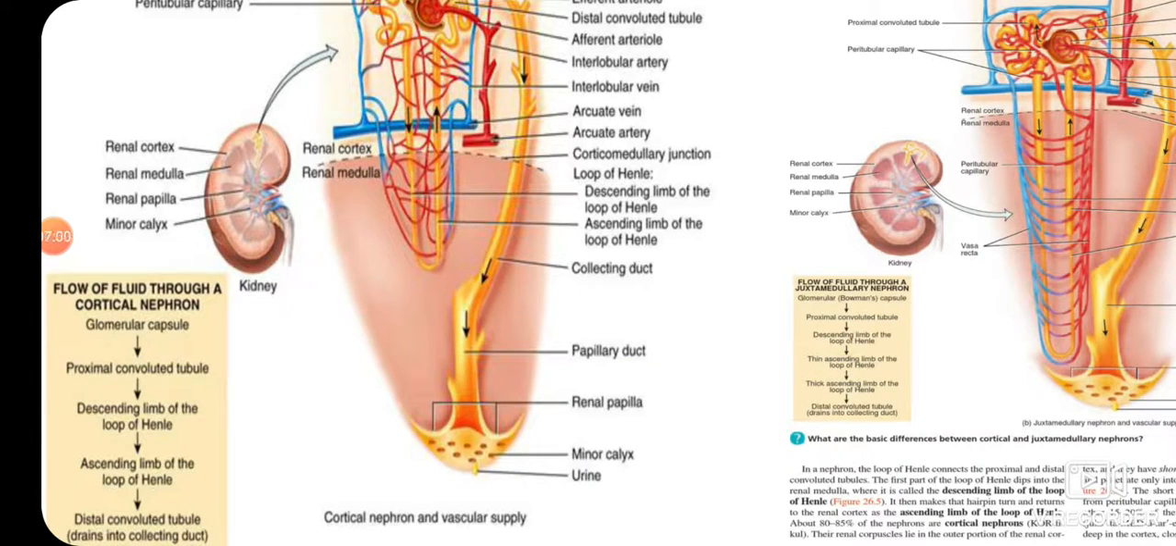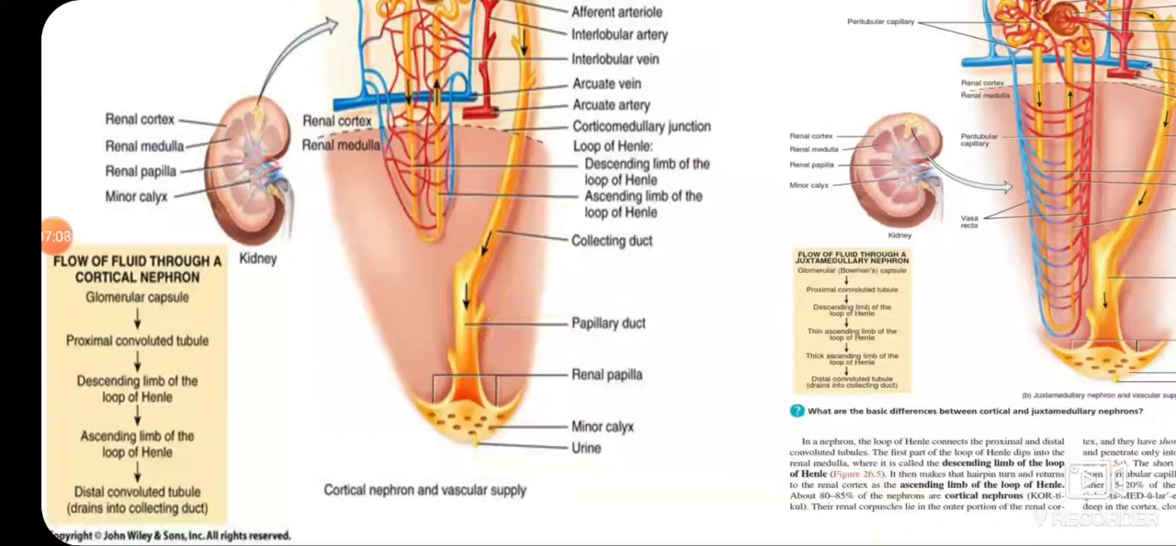These are the renal papilla. These are the major and minor calyxes, and this is the drop of urine. Okay, flow of fluid through the cortical nephron.